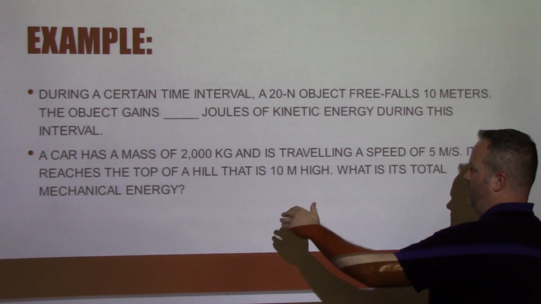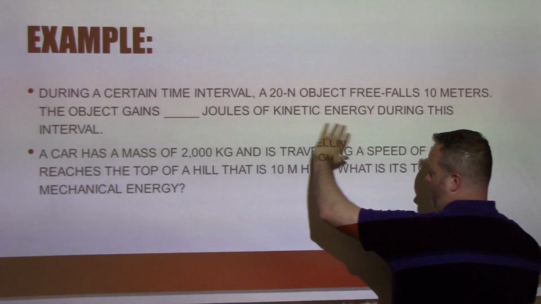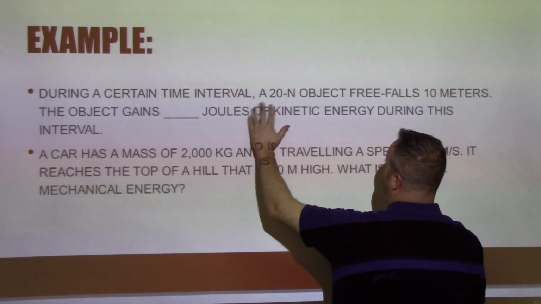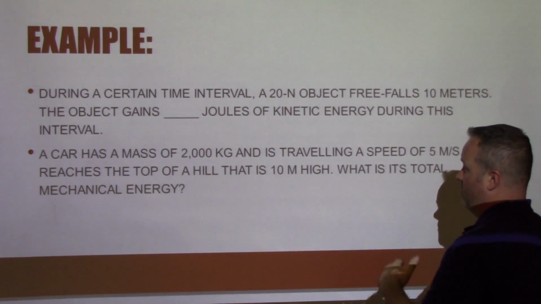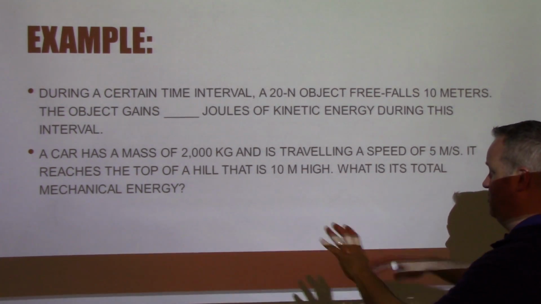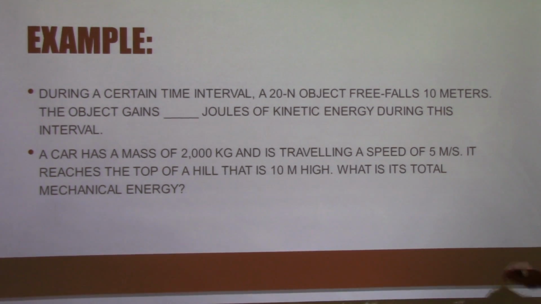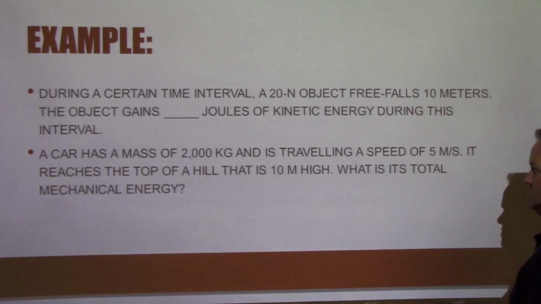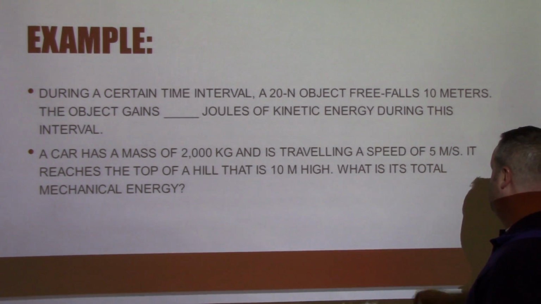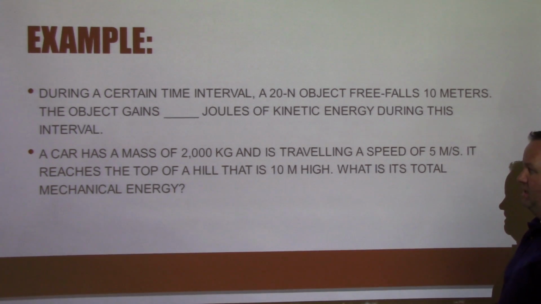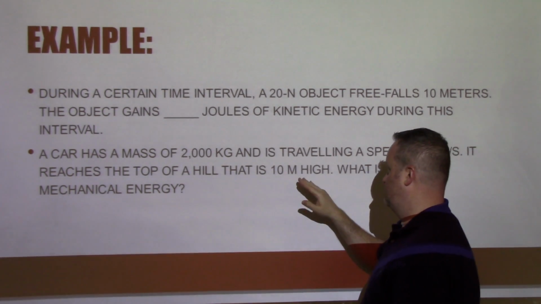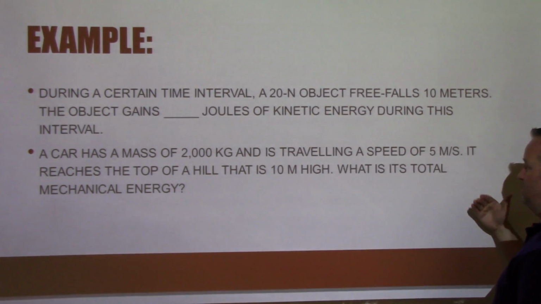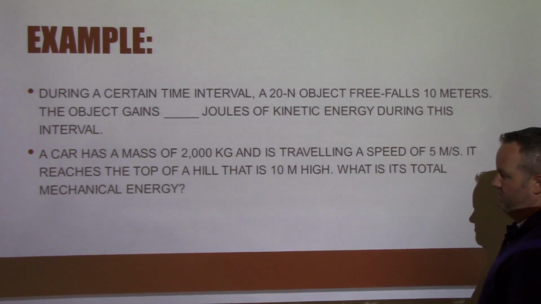So again, the kinetic energy of this object is coming directly from its potential energy. It's just a simple energy transfer. The second question is a little more complex. The car has a mass of 2,000 kilograms and is traveling at a speed of 5 meters per second. It reaches the top of a hill that is 10 meters high. What is its total mechanical energy?